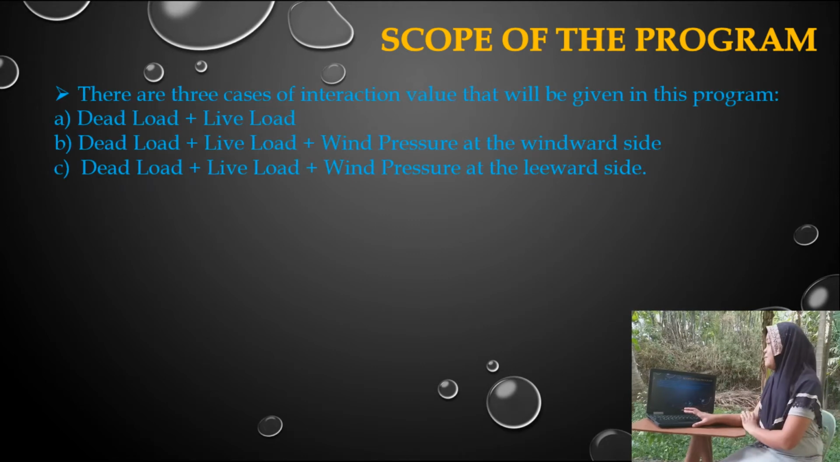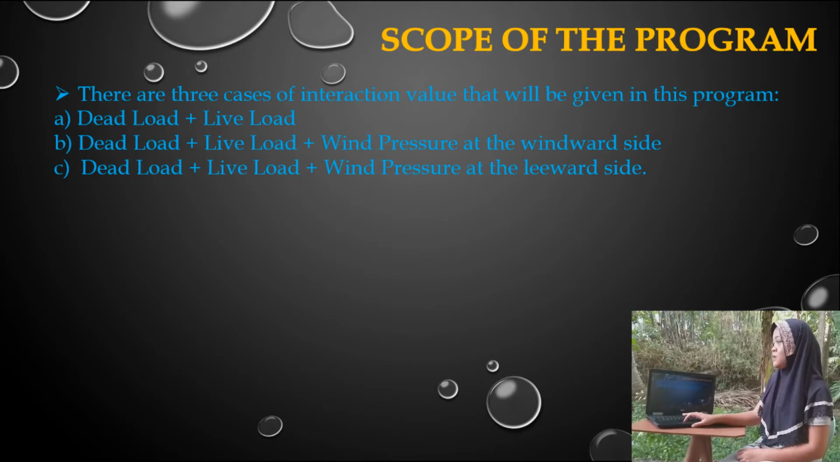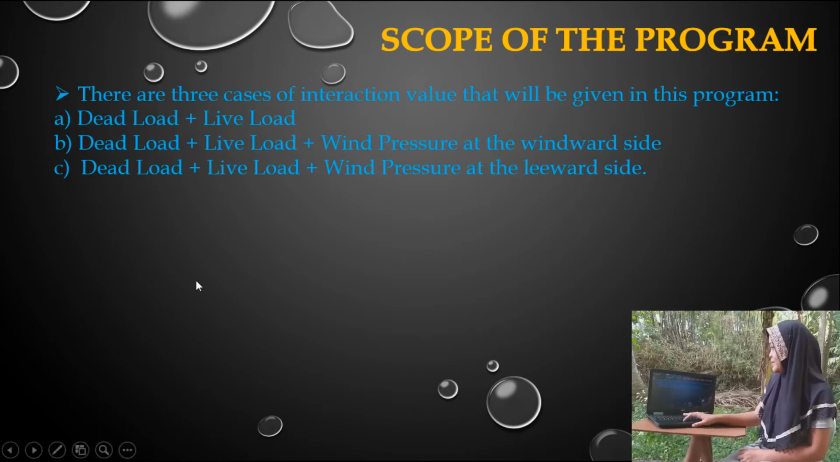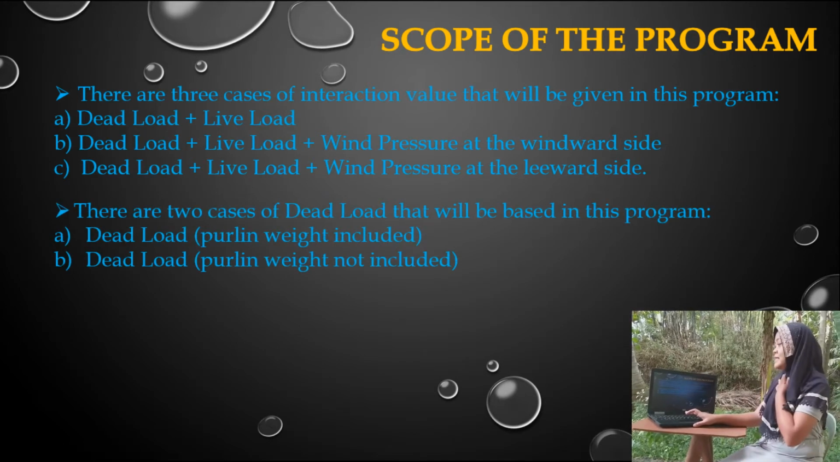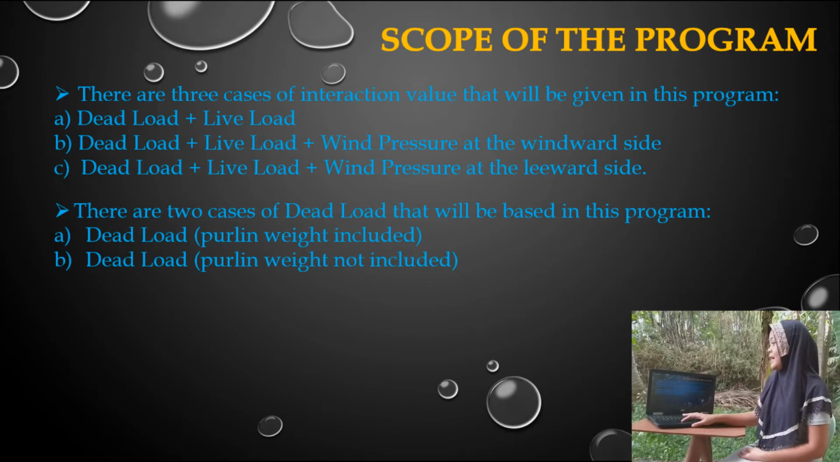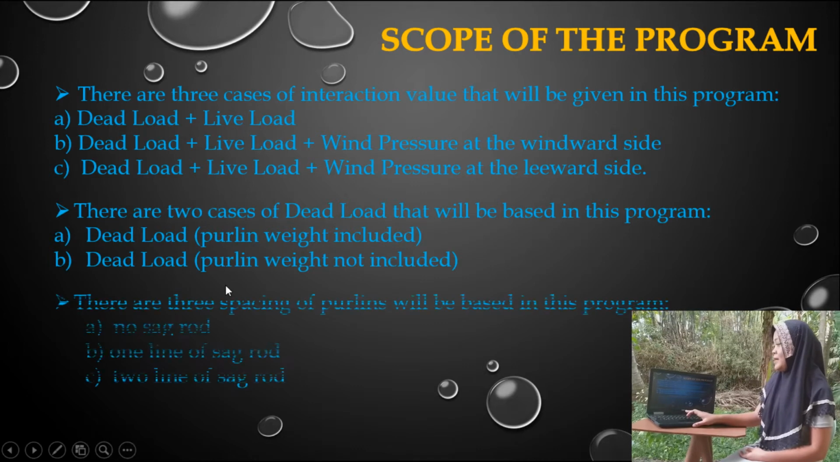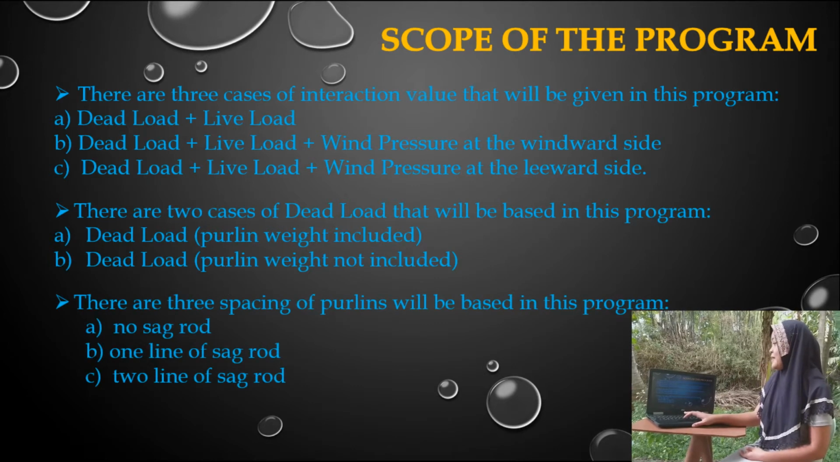Unang-una, meron 3 cases na ibibigay ang ating program sa ating interaction value. Andyan yung maximum actual to allowable bending moment ng ating load na dead load plus live load. Pangalawa, yung dead load plus live load plus wind pressure at the windward side. And then the last one, yung sa leeward side natin. Pangalawa, meron 2 cases ng dead load ang ipagbabasihan ng ating program. Andyan yung considered natin yung weight ng purlin at saka hindi na i-consider yung purlin weight. Pangatlo, there are 3 spacing ng purlins din na pagbabasihan ng ating program. Yung no sagrod, 1 line at saka 2 lines of sagrods.